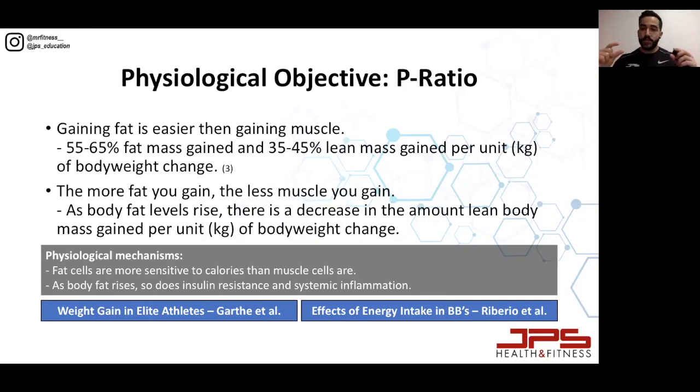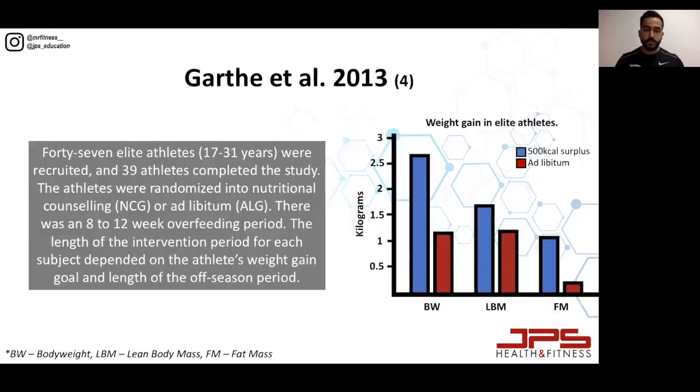Now, we have some research which shows that as calories rise, as individuals consume more calories, they do gain slightly more muscle, but they also gain a lot of fat mass. So here we have a study by Garth, which was conducted in 2013. It was conducted on elite athletes. Okay, so these guys had been training for quite some time. They were Olympic level athletes. Now, the intervention period was 8 to 12 weeks. Okay, and the goal throughout that period was to gain weight and try to build some muscle.